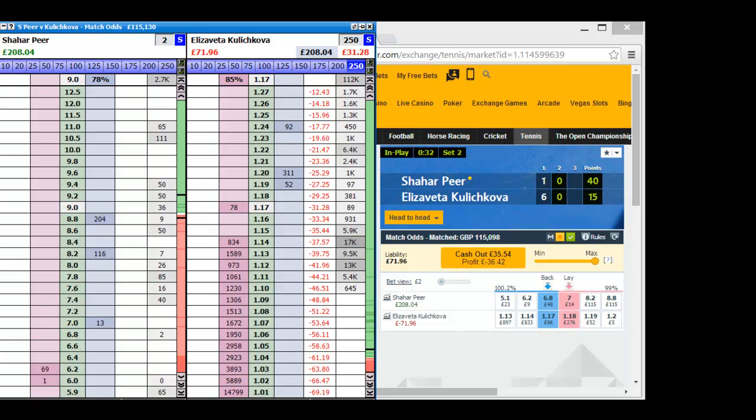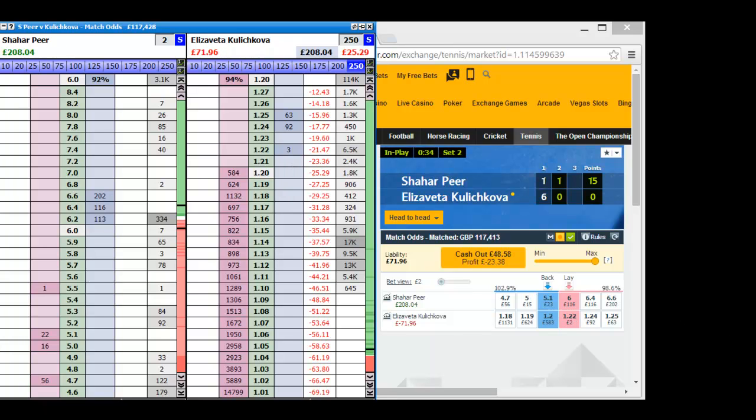Obviously, for the purposes of this video, I've edited and sped up some of the actual action. But on the right of the screen, on the actual Betfair part of the screen, we can see Peer held her serve, in fact, at the beginning of the second set, which is good news. She held her serve, and so she got 1-0 up in the first set, which is going in the right direction anyway.